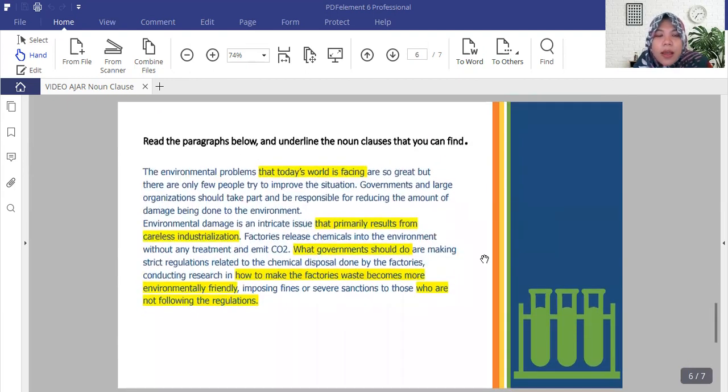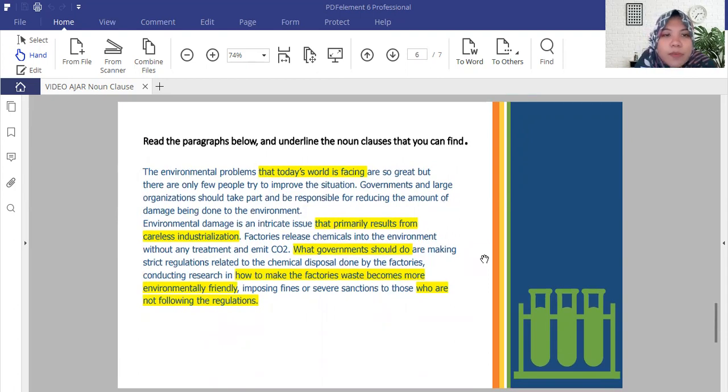So now we're going to identify the noun clauses that are in the paragraph. So read the paragraph below and underline the noun clauses that you find.